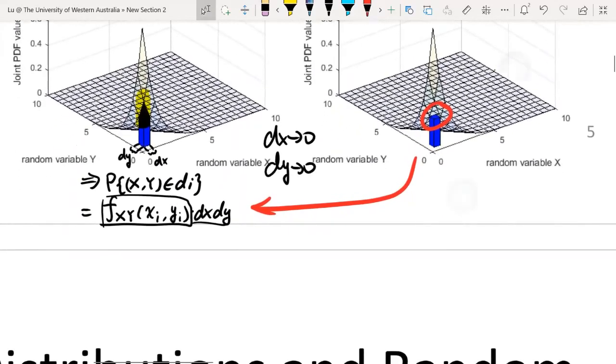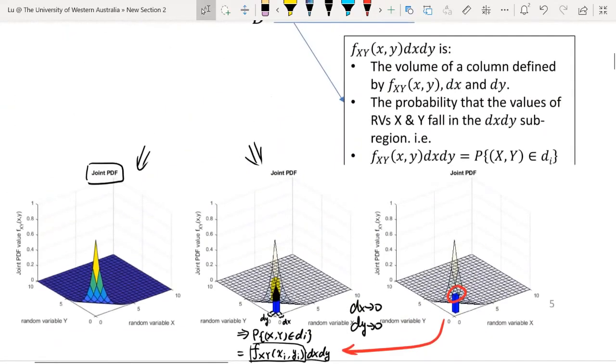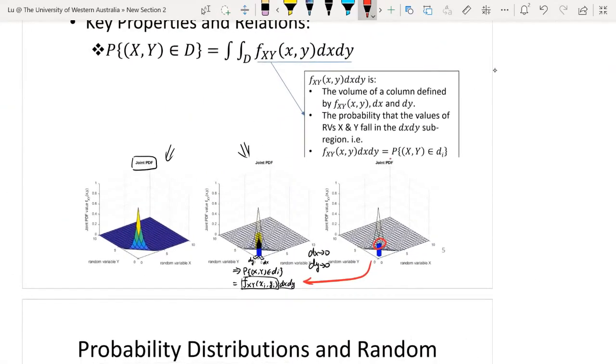Okay, in this slide, we just need to understand that if you want to evaluate the probability that x and y fall into a small subregion di, we just need to use the joint PDF multiplied by dx multiplied by dy.